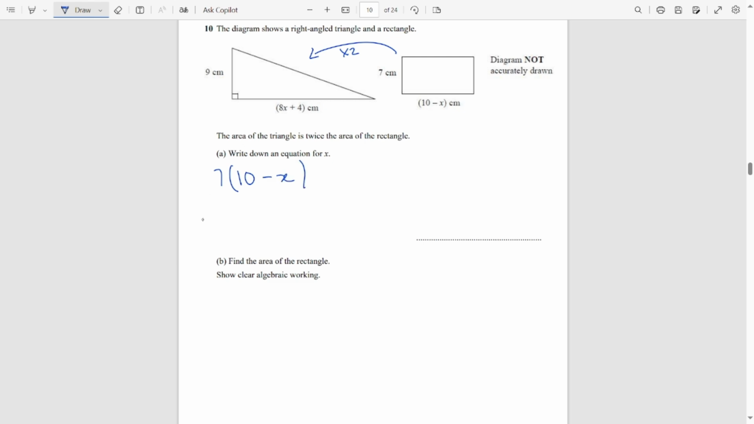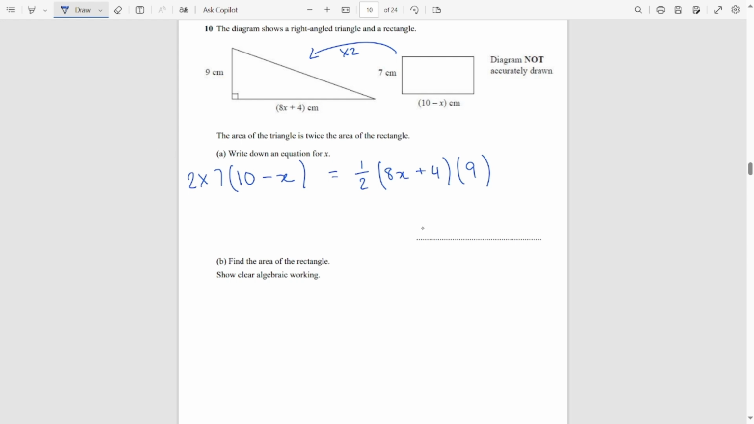And then I multiply this whole thing by 2, then I should get the triangle, which is 1/2 times the base times the height, 9. Now, actually, this is probably good enough. It just says write down an equation. It doesn't really tell us to simplify it. It doesn't tell us how it should be. So I think even if you wrote this on your line, it should be good enough.